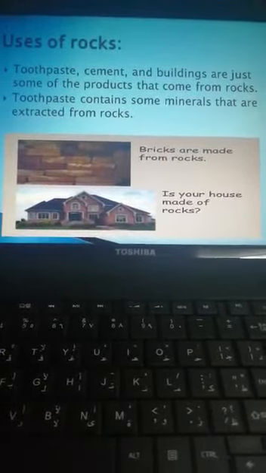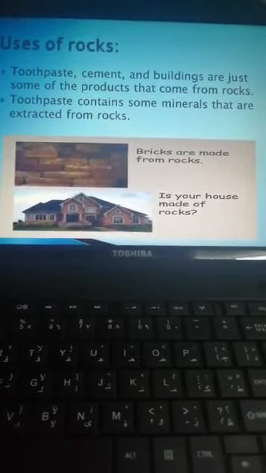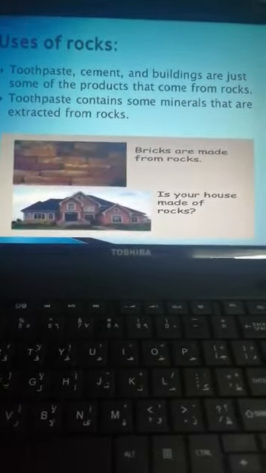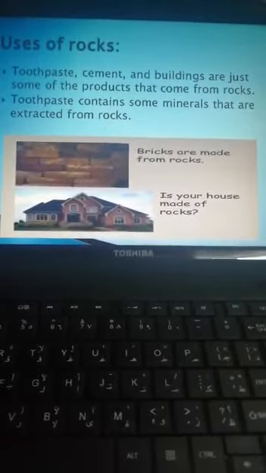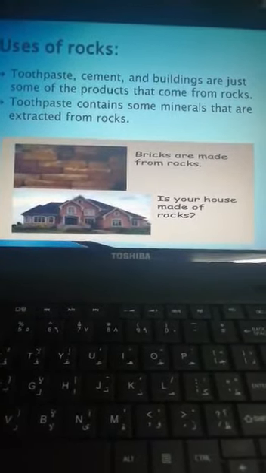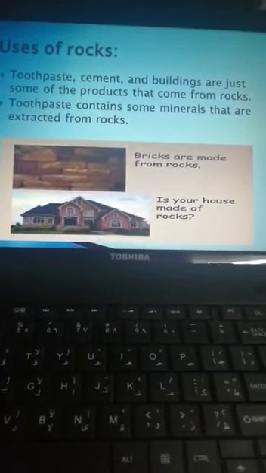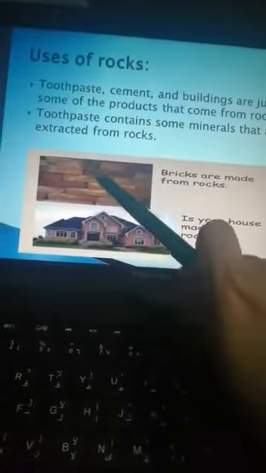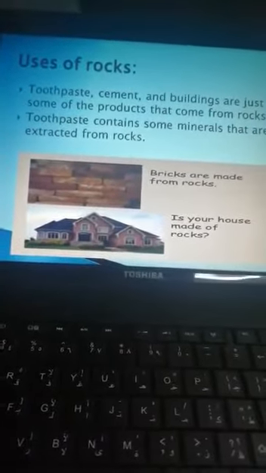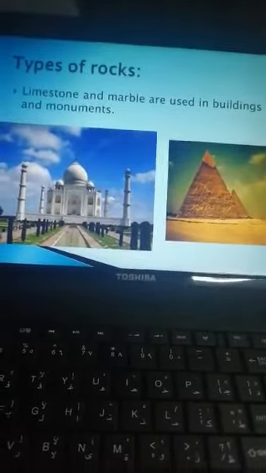Can I ask you, is your house made of rocks? The answer will be yes. Why? Because our house is made of bricks and the bricks are made from rocks. Bricks are made from rocks. Okay, let's start the uses of rocks.